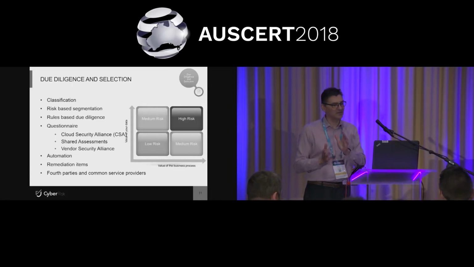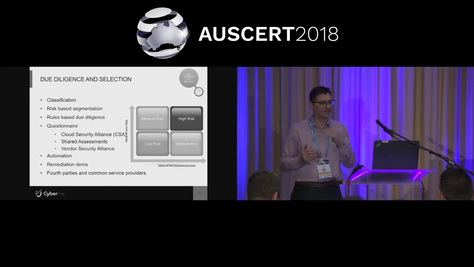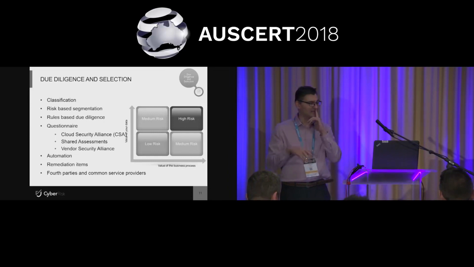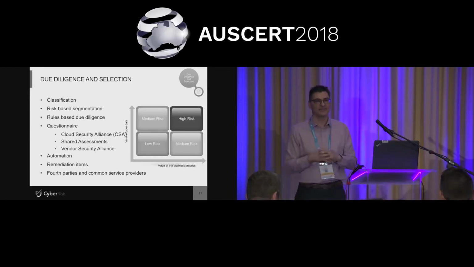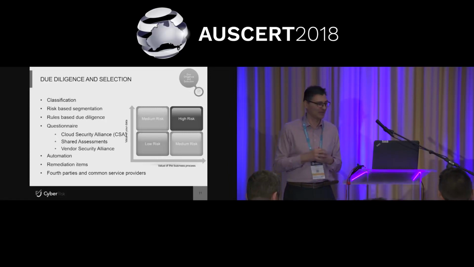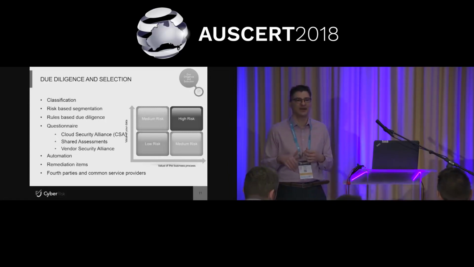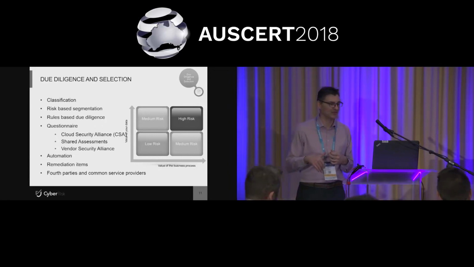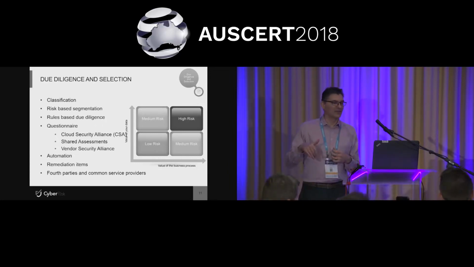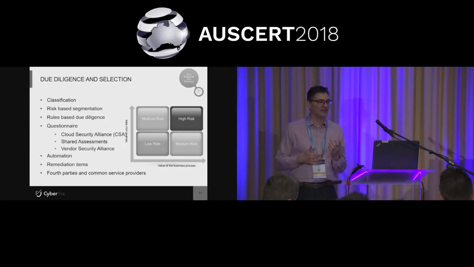So what I like to use in order to assess the third party is an axis. On the vertical axis is the value of the data. So how important is that information? And then set that against the value of the business process or the activity that the third party is performing for you. So if you're giving a third party high value data and they're conducting a very important or critical business process, then you put them in the high risk bucket.